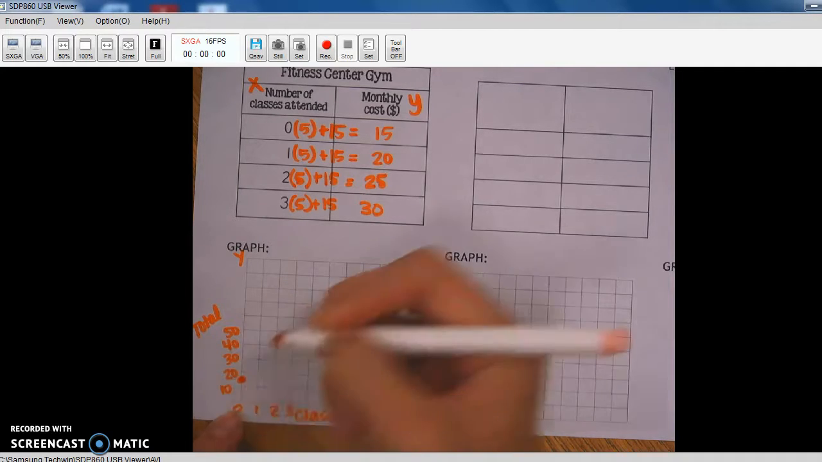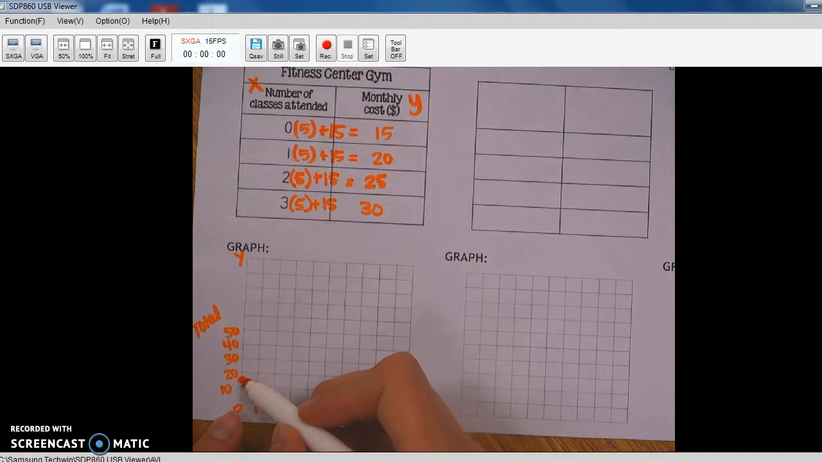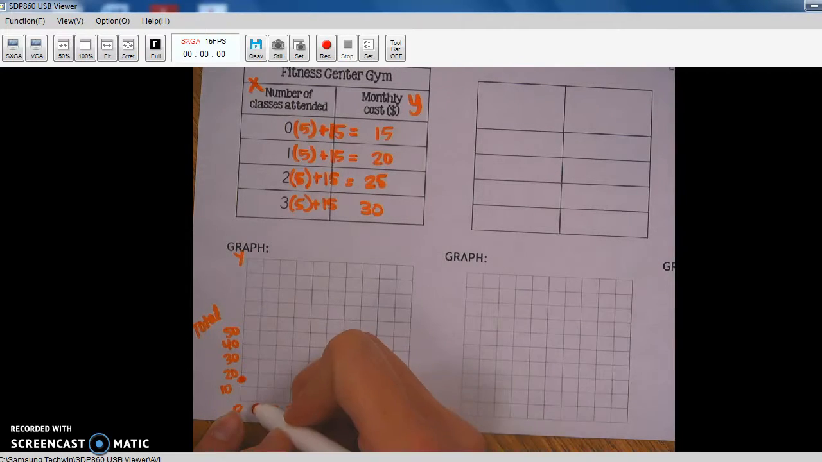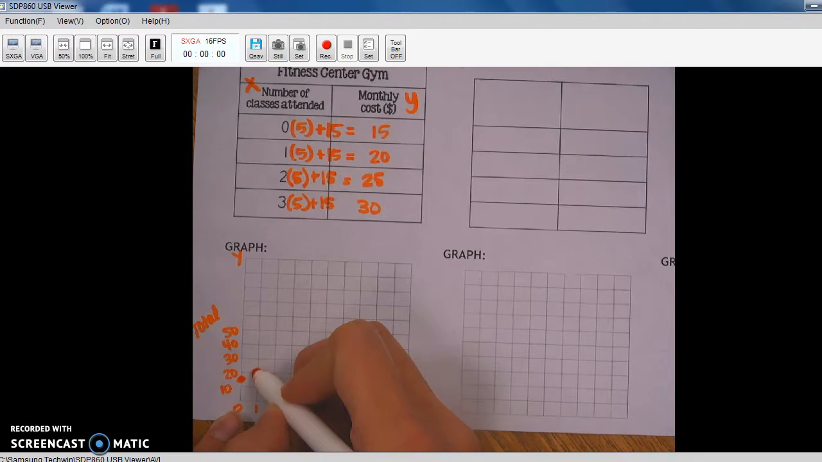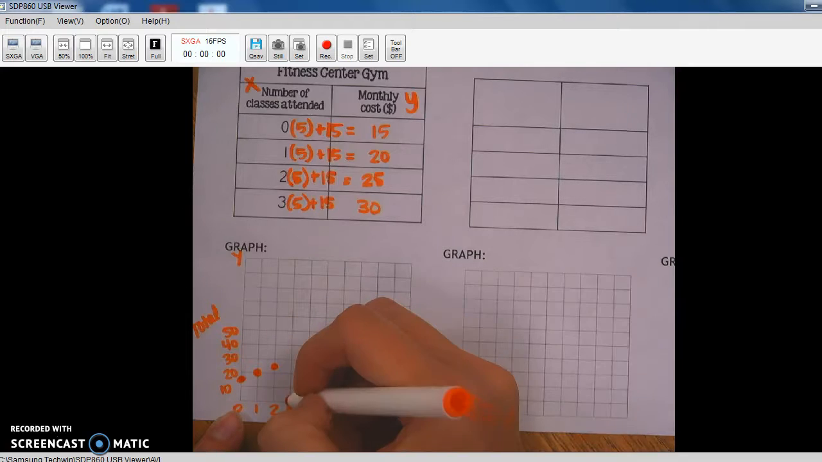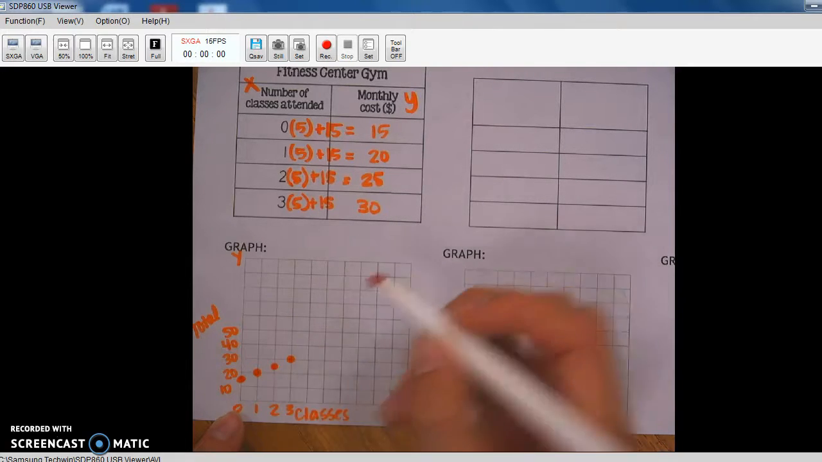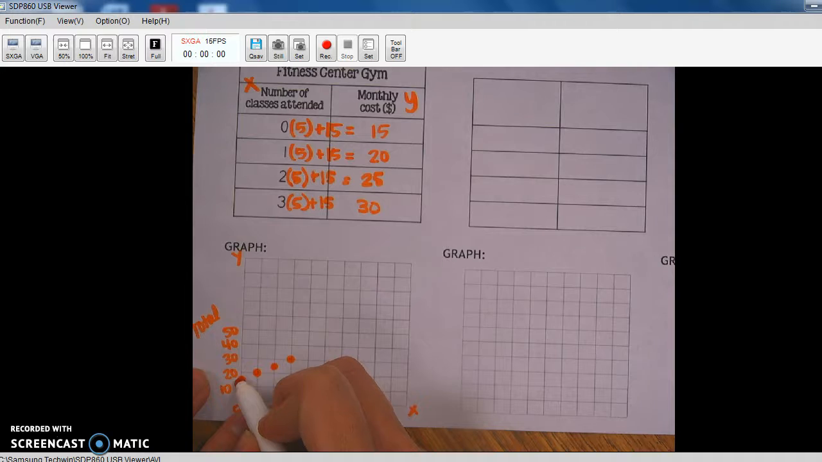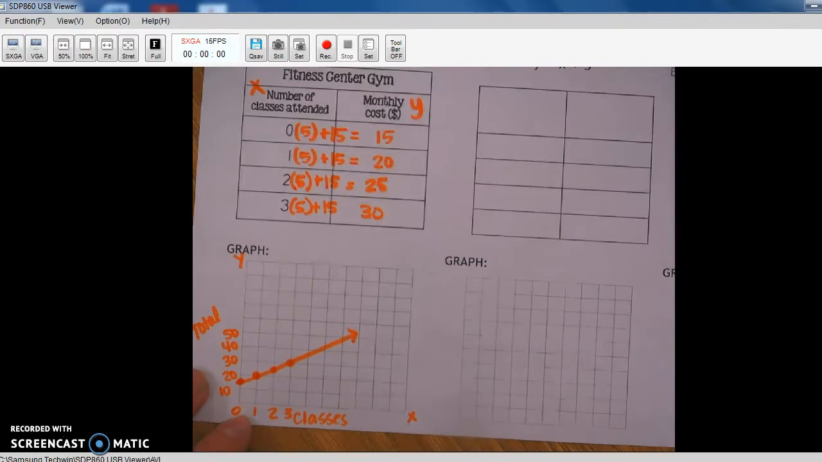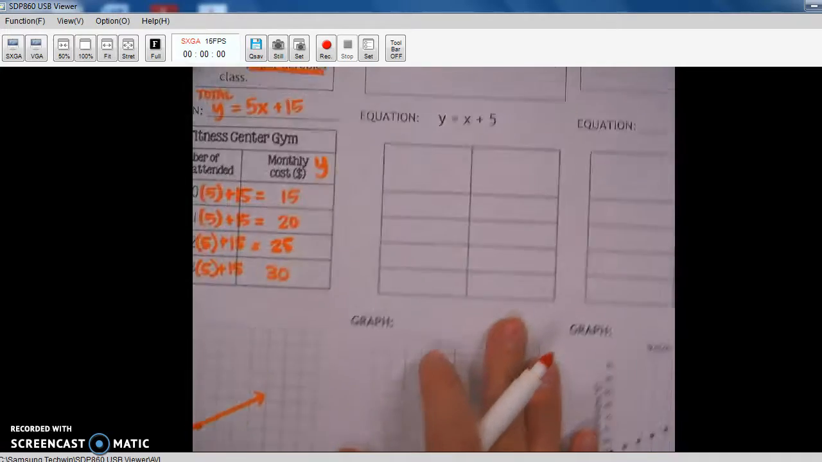Okay. So I know for 0 classes, she still had to pay $15. There, I see my starting amount right there in my graph. My point at 0 classes is at $15 on the y-axis. And then for 1 class, she pays $20. For 2 classes, $25. And for 3 classes, $30. So there I can see she's starting at $15, and then it goes up. Every time we add a class, it goes up by $5. So that's our graph.